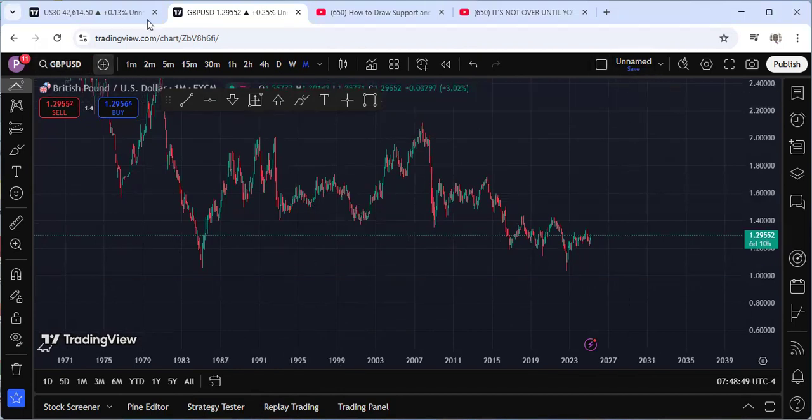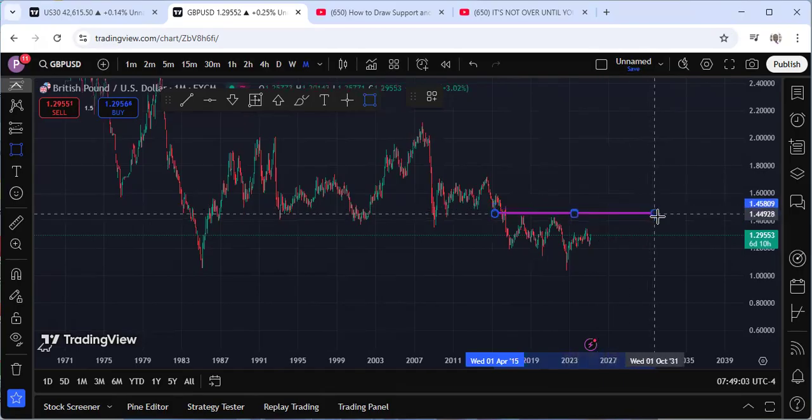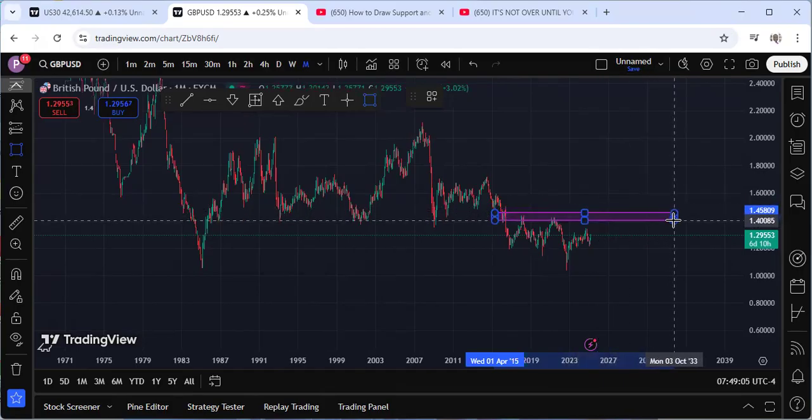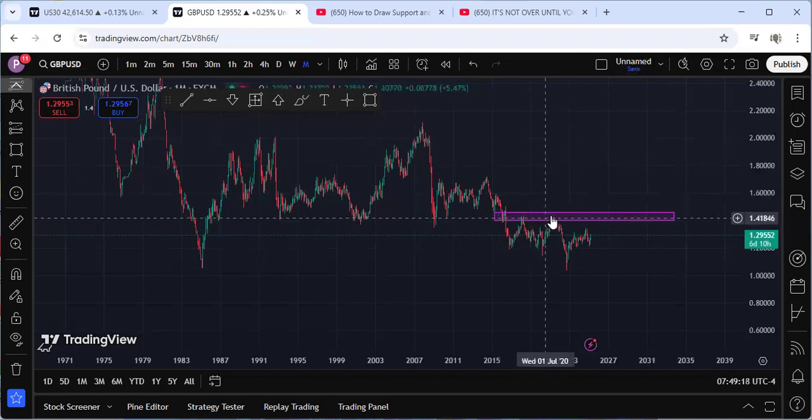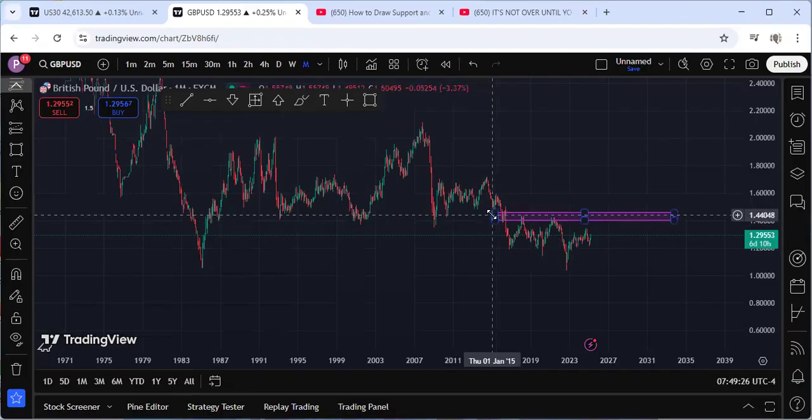So I'm going to use a tool here. It's called rectangle. I'll use the rectangle here and identify key levels on the monthly time frame. You can see here is a zone. Some of these zones have like 20 to 50 pips in a particular area. The market comes to this area, it's not a straight line, it's going to be a zone. So this is one key level.